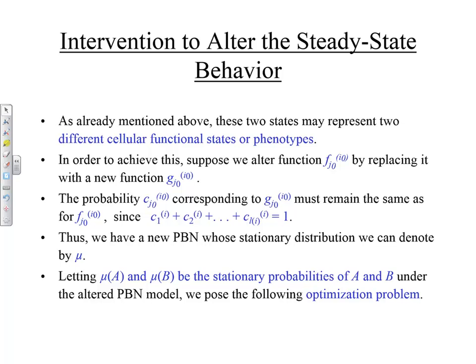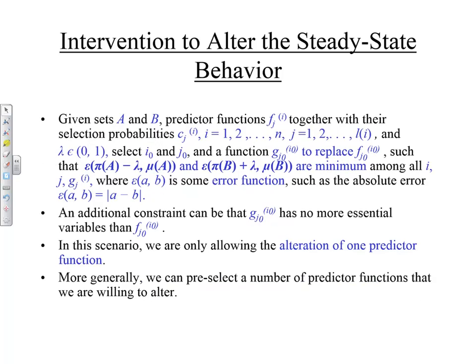Then you'll have a new PBN whose stationary distribution we can denote by mu, and letting mu A and mu B be the stationary probabilities of A and B under the altered PBN model, where you have changed one of the entries in the truth table, one of the columns, we pose the following optimization problem. Given sets A and B, predictor functions Fij together with their selection probability Cij, whatever information is given in that truth table, and lambda belonging to (0, 1), select I0 and J0. That means select the predictor, which predictor corresponding to which gene you are going to change, which column, and a function Gi0,J0.